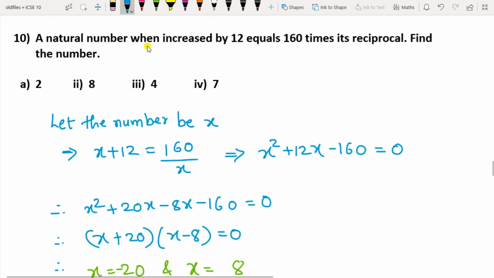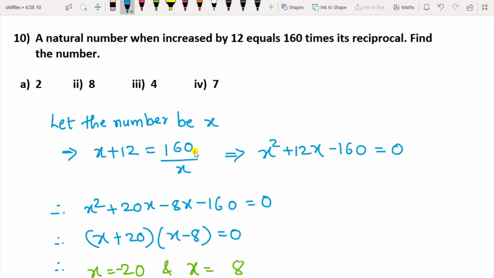Question 10. A natural number when increased by 12 equals 160 times its reciprocal. Find the number. So let the number be x here. A natural number is increased by 12. Increase means add. So x is added with 12, that equals 160 times its reciprocal.